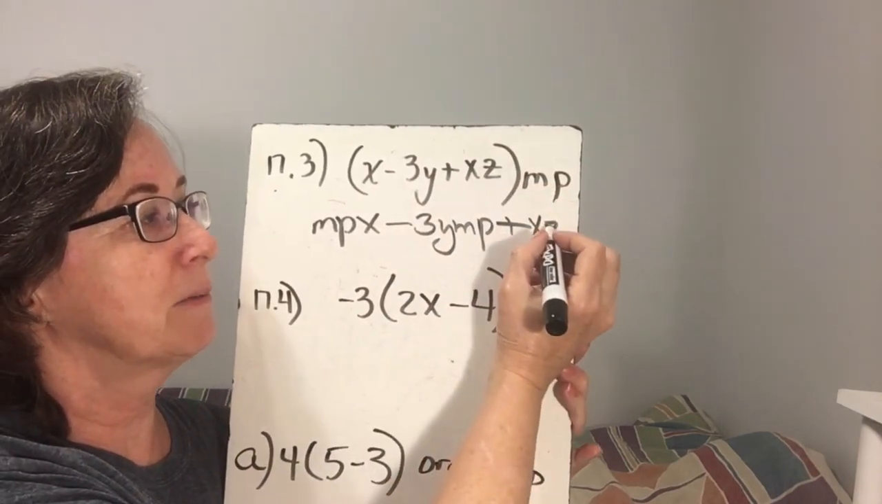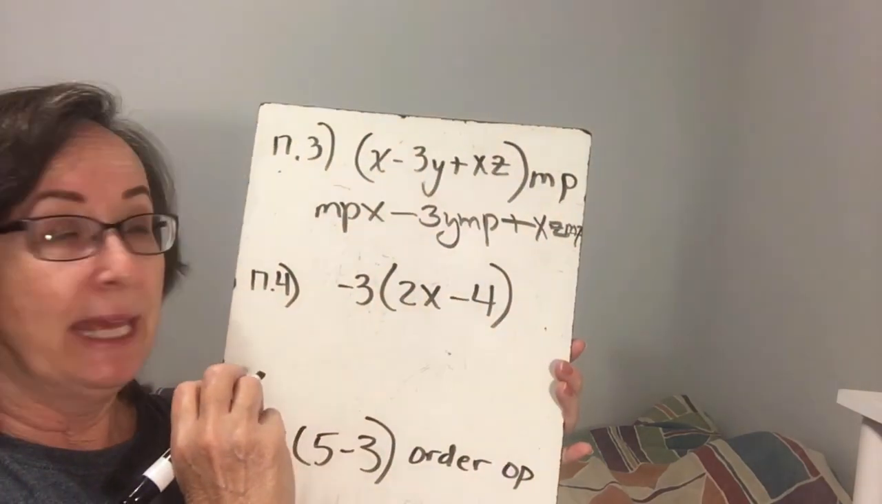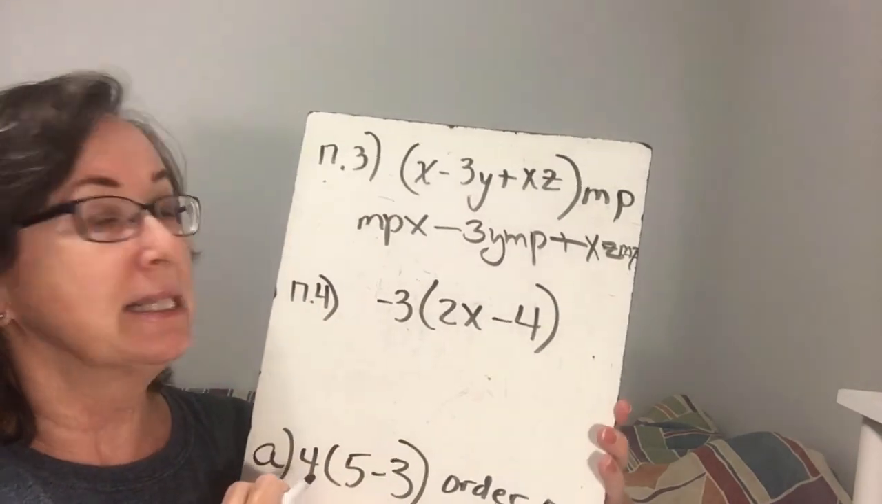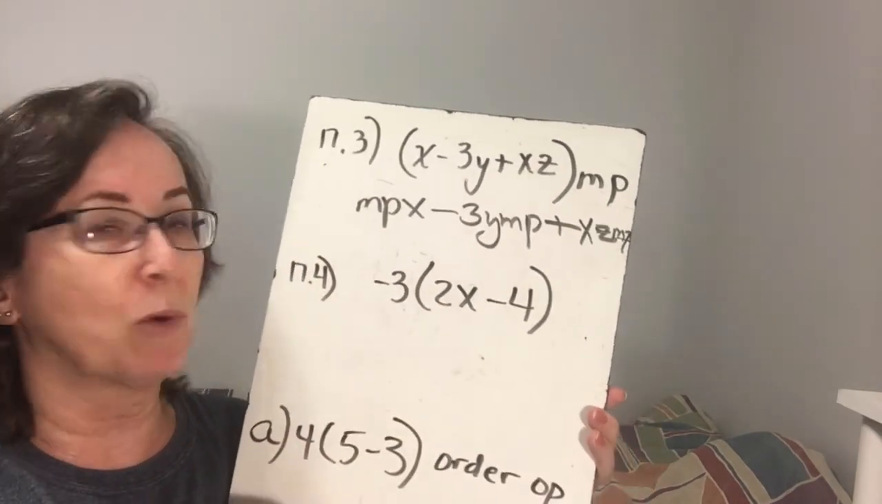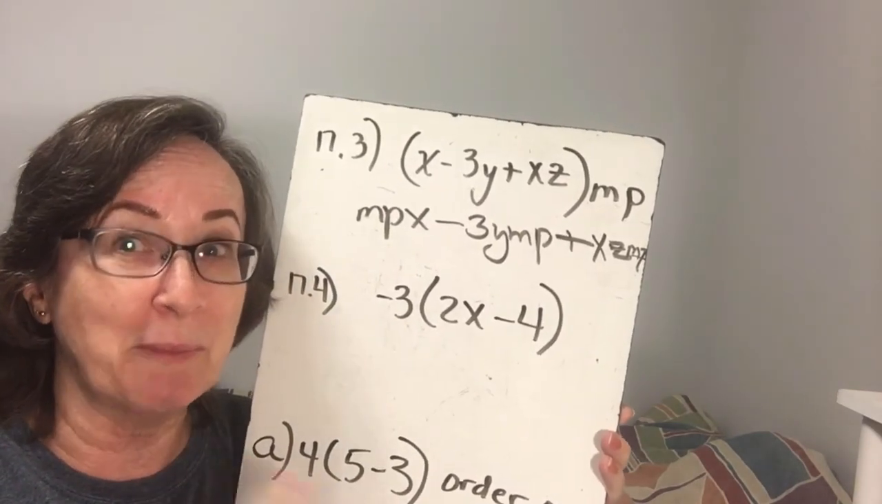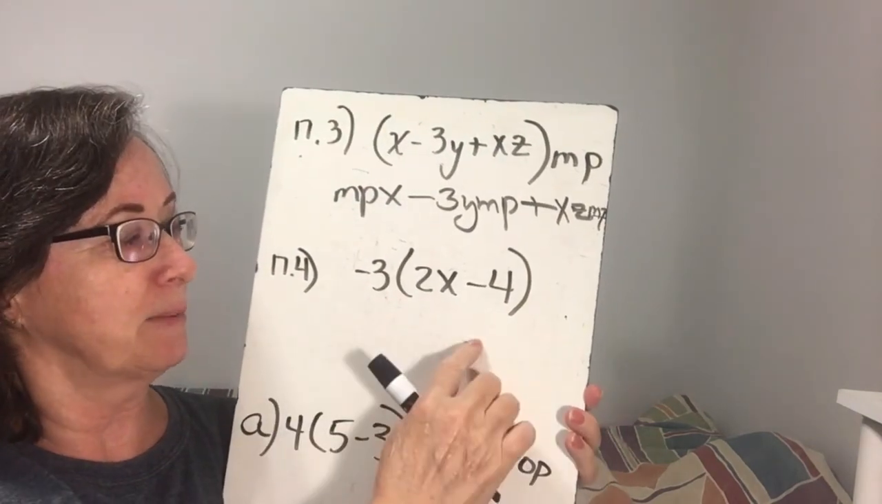Oh, and I ran out of room. xzmp. Okay? Now, it doesn't really matter which order the variables are in. Some books you'll see more of a convention. They'll put them kind of in alphabetical order. But, really mathematically, it does not matter. Okay, so let's use this one.